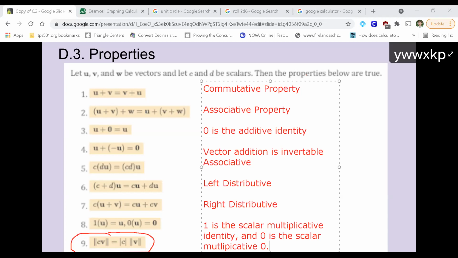But for your trivia nights, that means that vector addition is in an abelian group and scalar multiplication is not in an abelian group, which matters for group theory when you take that in grad school math, which I'm sure you all will do.